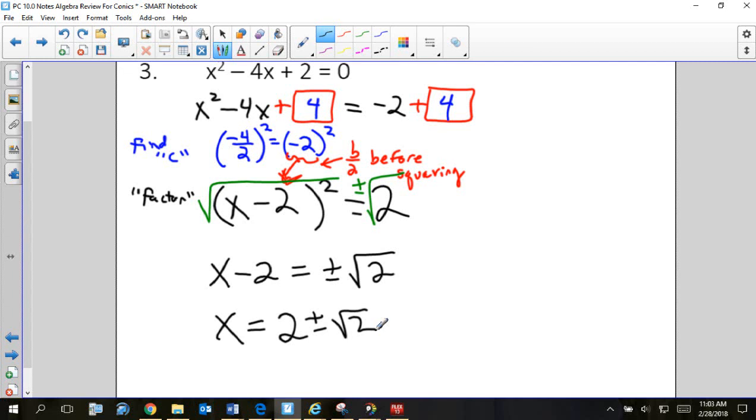How many answers do I have here? 2, so I'm going to put that in fancy brackets. Say more than one answer. So that is solving by complete the square. So once we got to where I have the green square roots, that's just solving. But the stuff above it was the complete the square part.